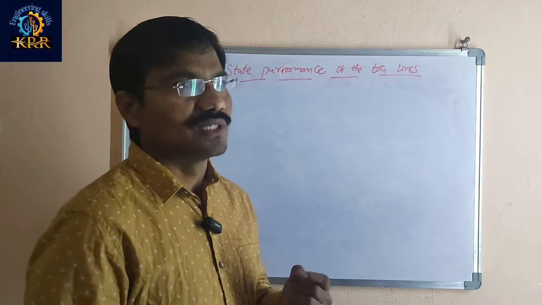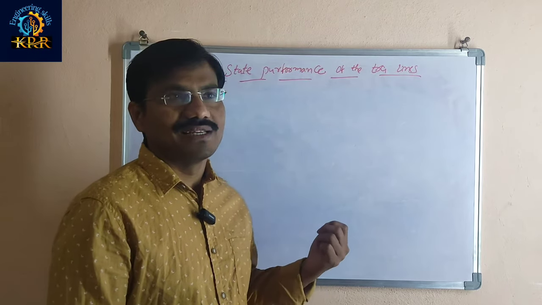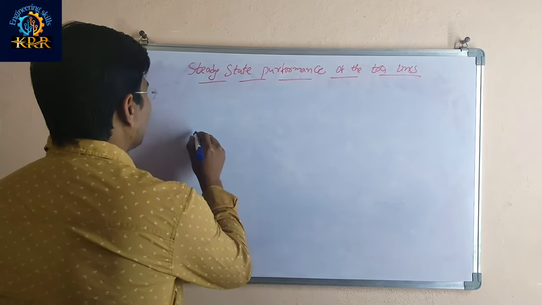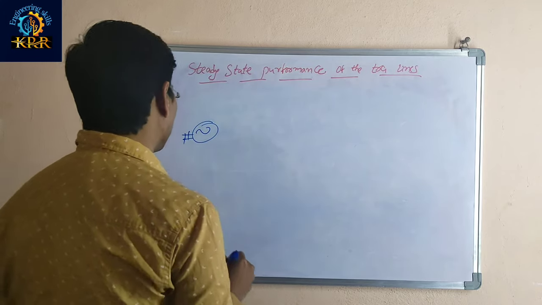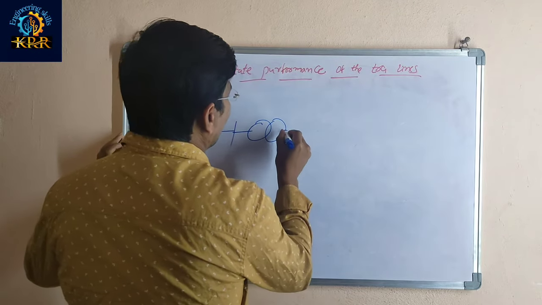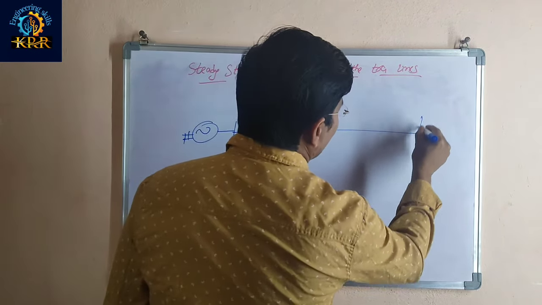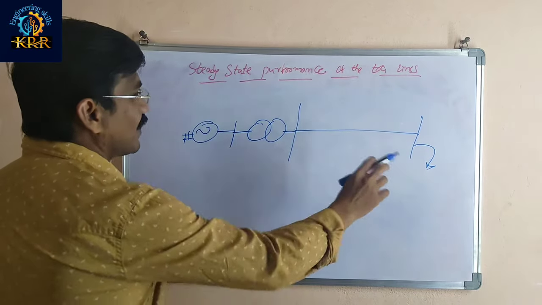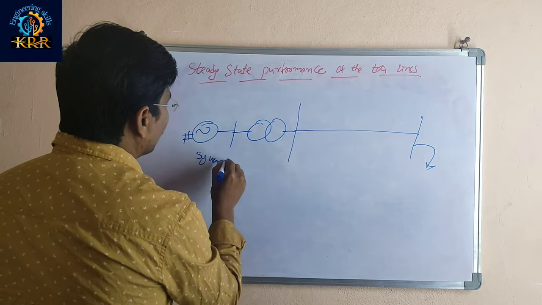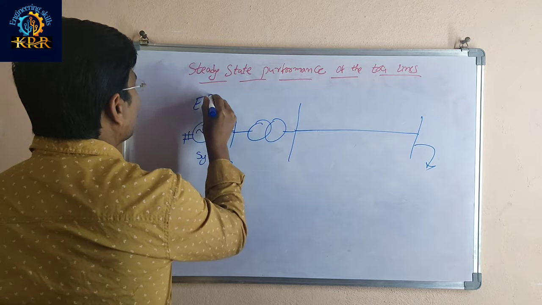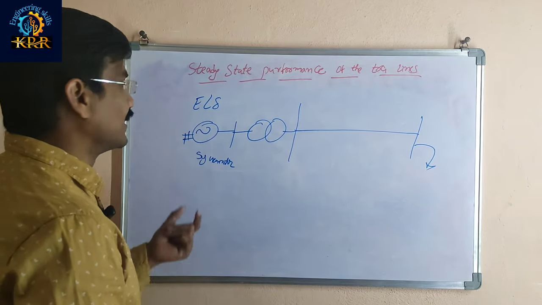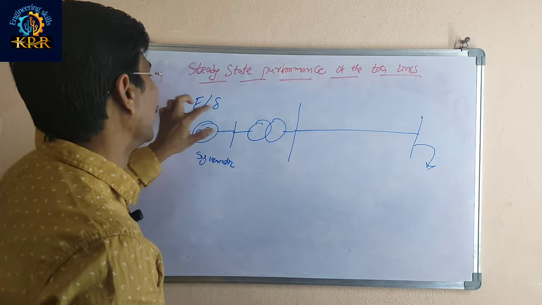First, a small introduction about the transmission line: generation angle, sending end angle, receiving end angle. This is the generator. This is the transformer. This is the transmission line. These are the loads. This is the synchronous generator, and the synchronous generator angle is delta. The generating angle is delta.